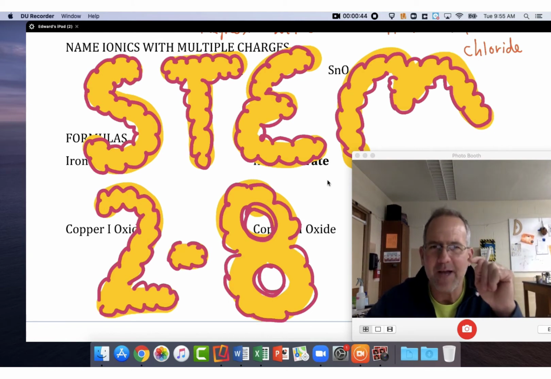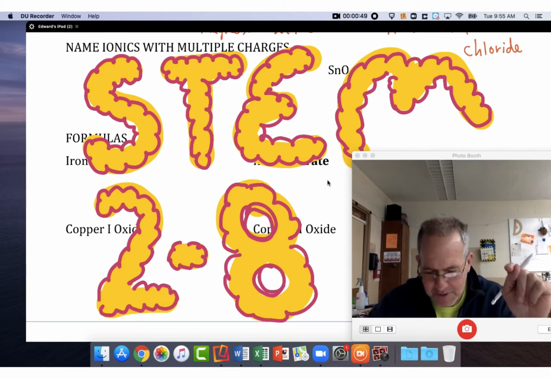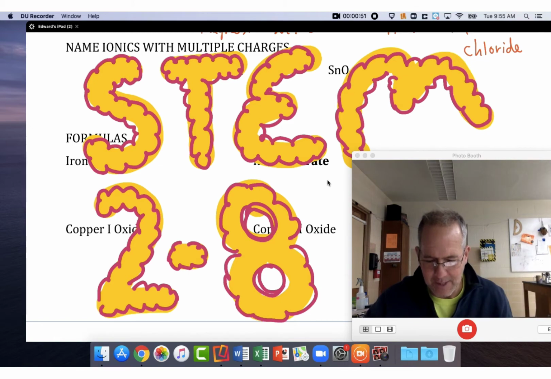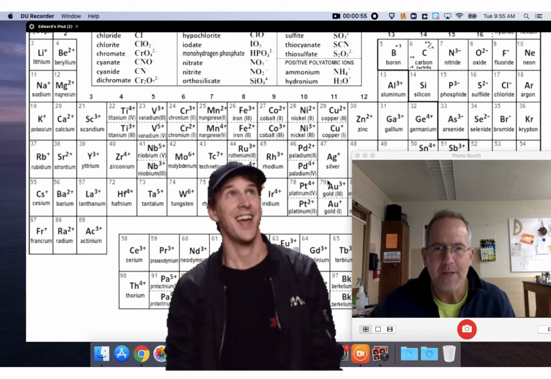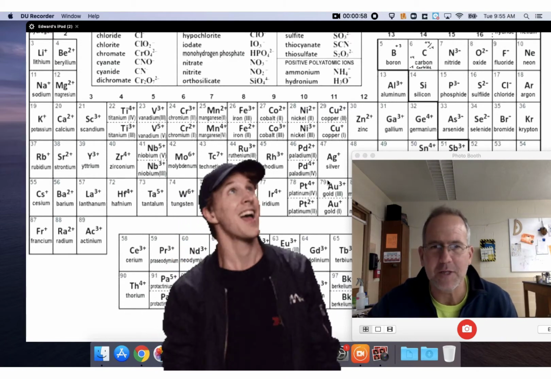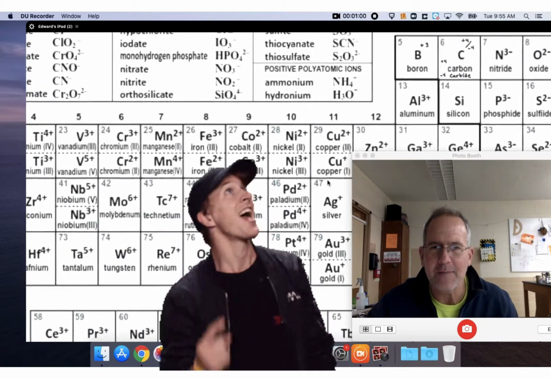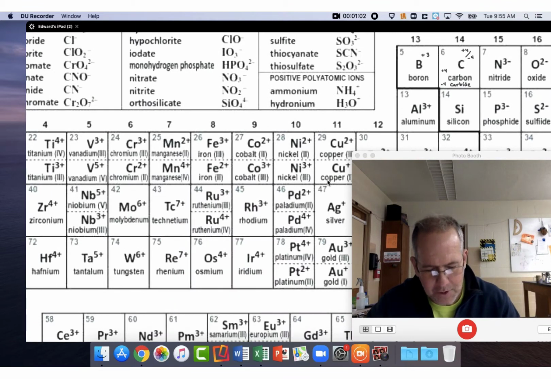So this is naming ionic compounds with multiple charges. Let's see what we have here. I'm flipping back through. Hey, there's the old ion chart, right? And look right there in the middle. Most of these are D blocks, right? But just look at them. They have more than one charge.